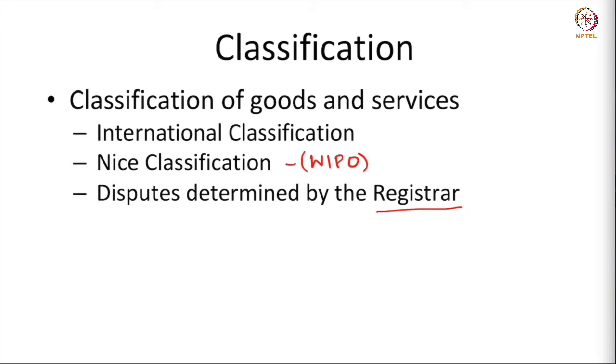So though we follow the NICE classification system, the classification system is also a part of the trademark law in India. So any application has to mention the particular class to which the goods or the services belong to, and whether the use is a current use or whether it is a proposed use.